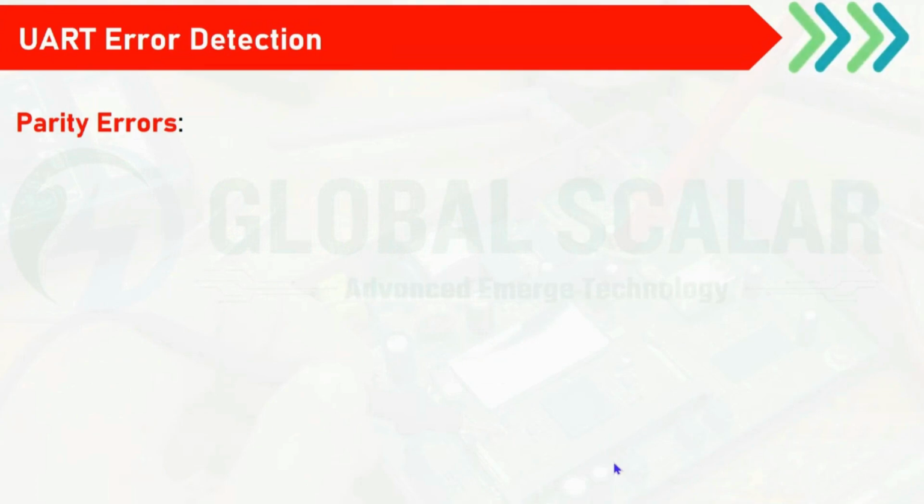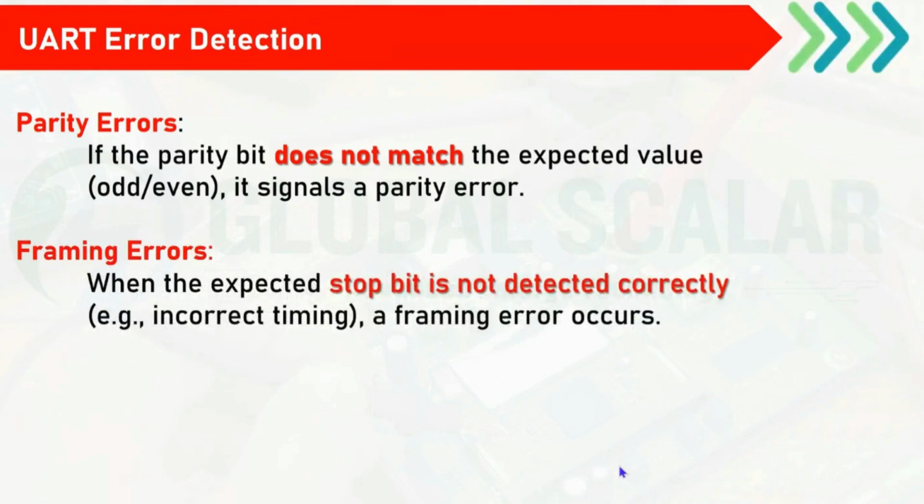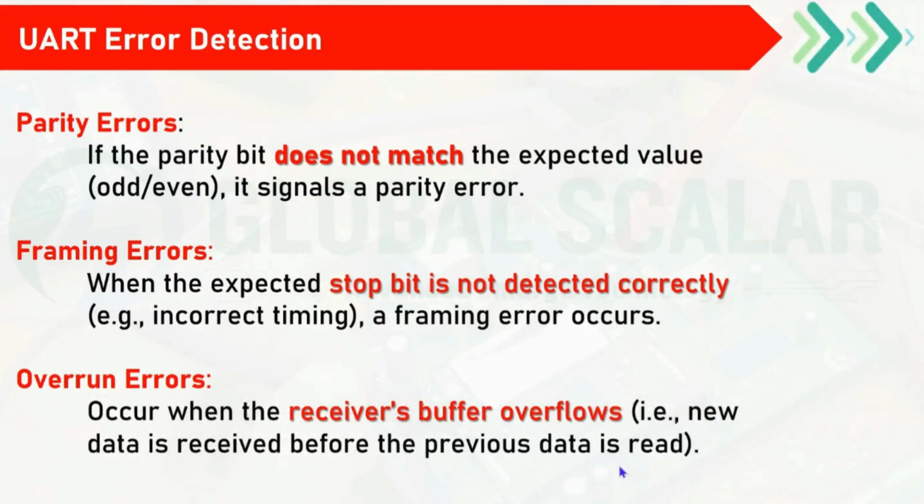Coming to the errors, in a parity error, if the parity bit doesn't match the expected value, whether even or odd, it signifies that there is an error in the frame. Framing error: when the expected stop bit is not detected correctly, the frame will give a framing error. And an overrun error occurs when the receiver buffer overflows with new data.